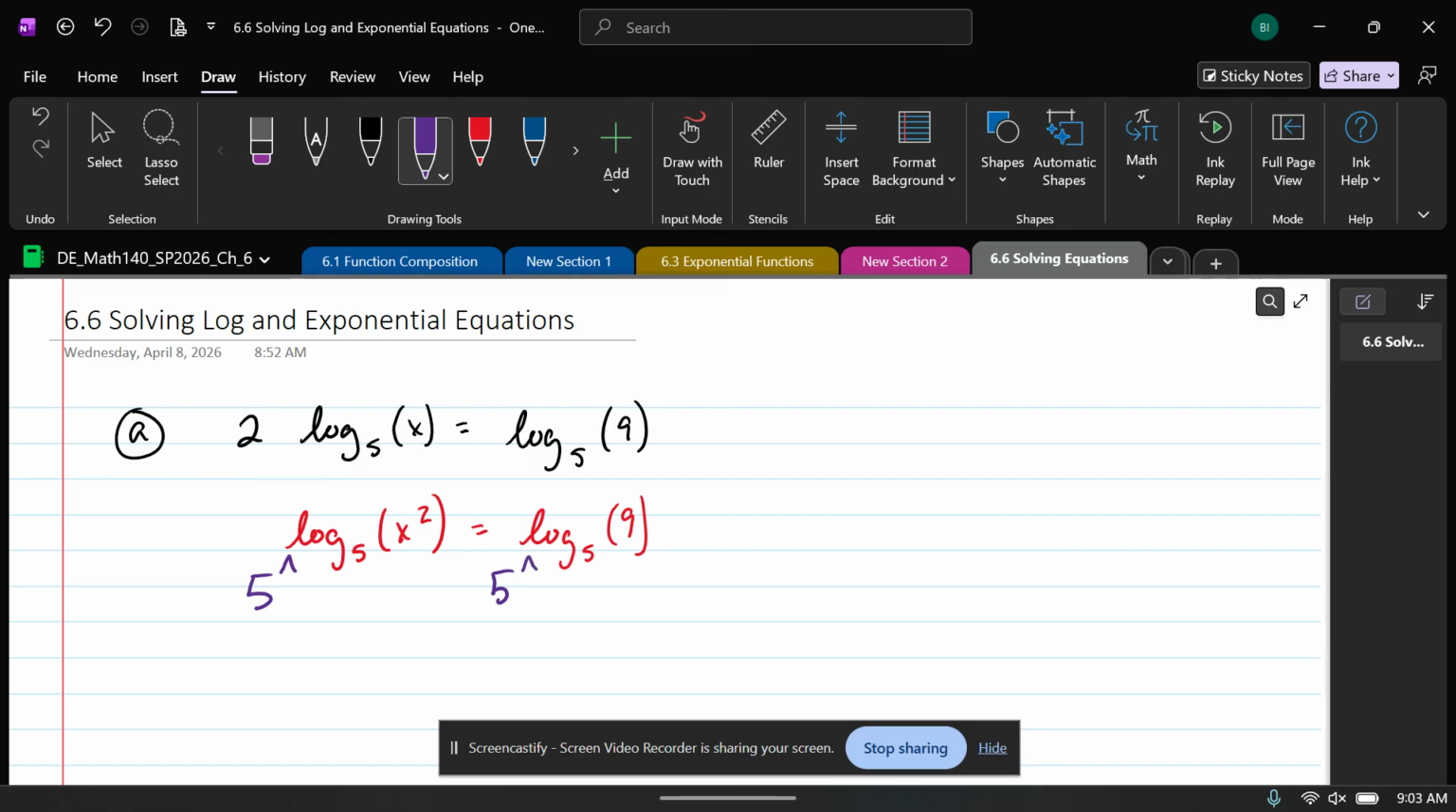What that does is it uses one of the log properties, and it's legal because I'm doing that to both sides. I'm making 5 the base, and then this 5 raised to the log base 5 of x squared, the base 5 and the log base 5 are going to cancel each other out. That's the math that makes that happen. So that cancels out. It also cancels on the other side. So we end up with x squared is equal to 9.